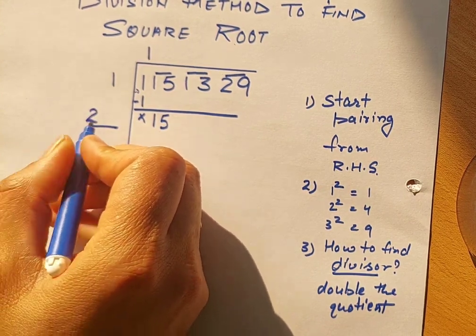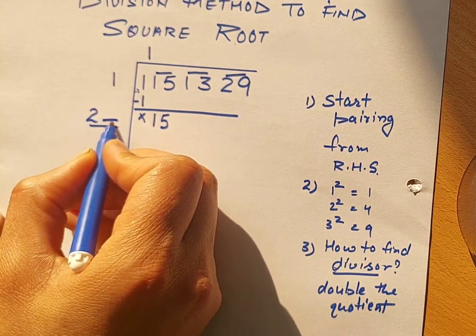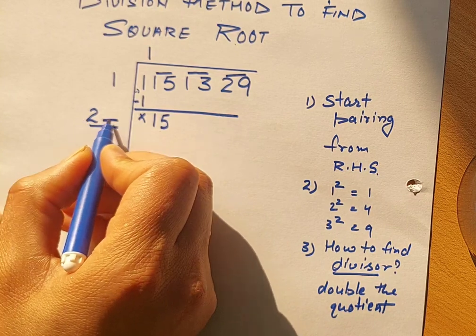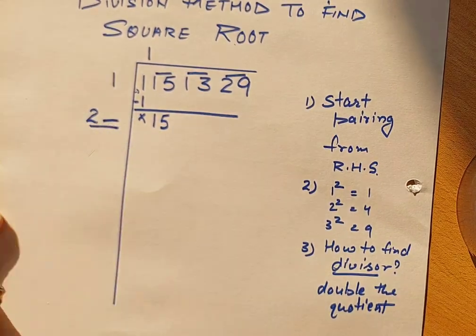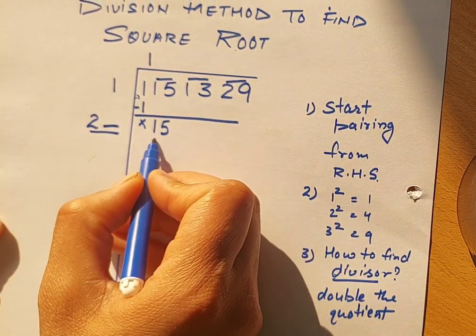Is 2 the divisor? No. It's one more digit with 2. So the divisor can be 20, 21, 22, 23, 24, 25, 26, 27, 28, 29, any one of these. But which one? Which will bring you near 15?